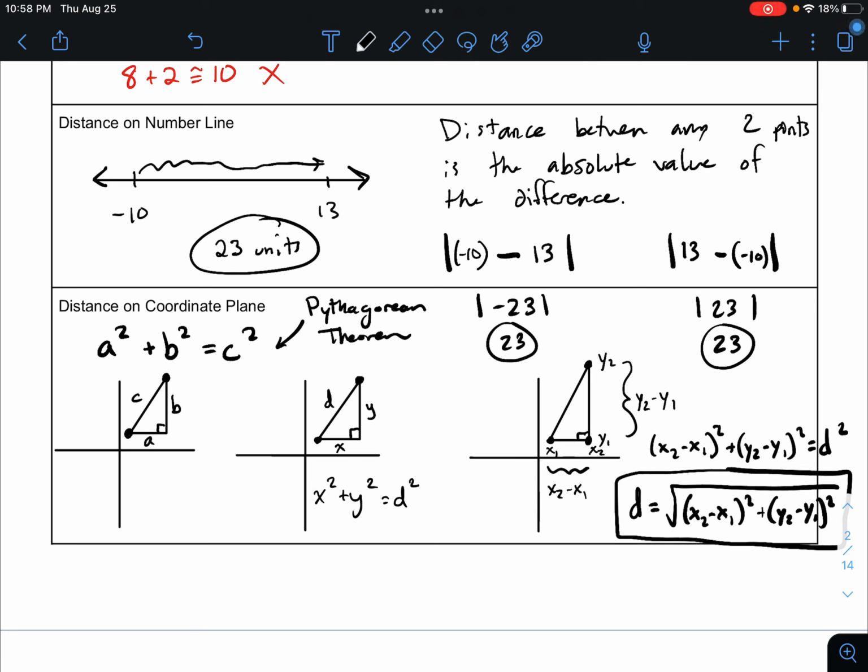All right, so feel free to use the distance formula if you want, but I think it's a little bit easier to use the Pythagorean theorem. You can go with either option if you want, but I think it's easier to use the Pythagorean theorem.